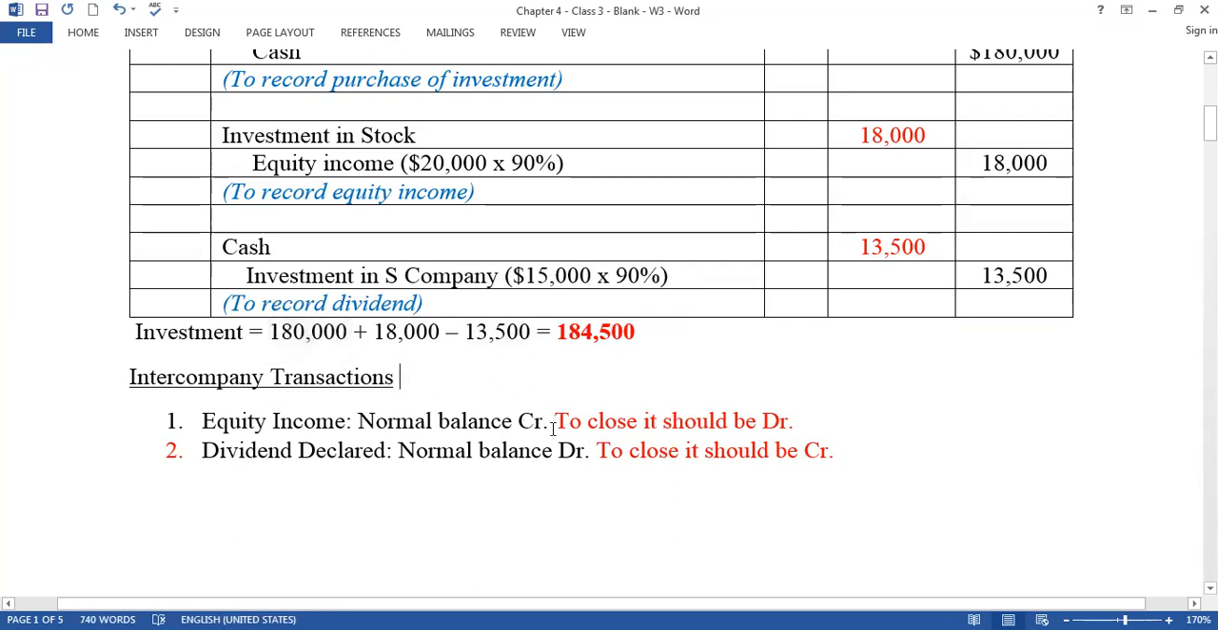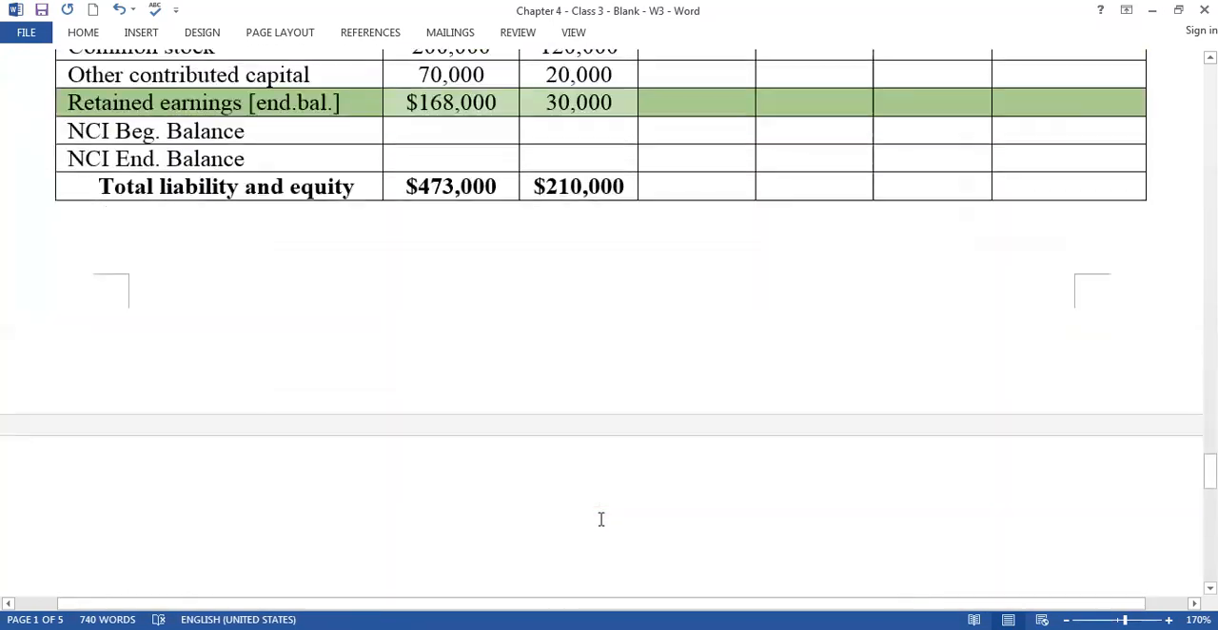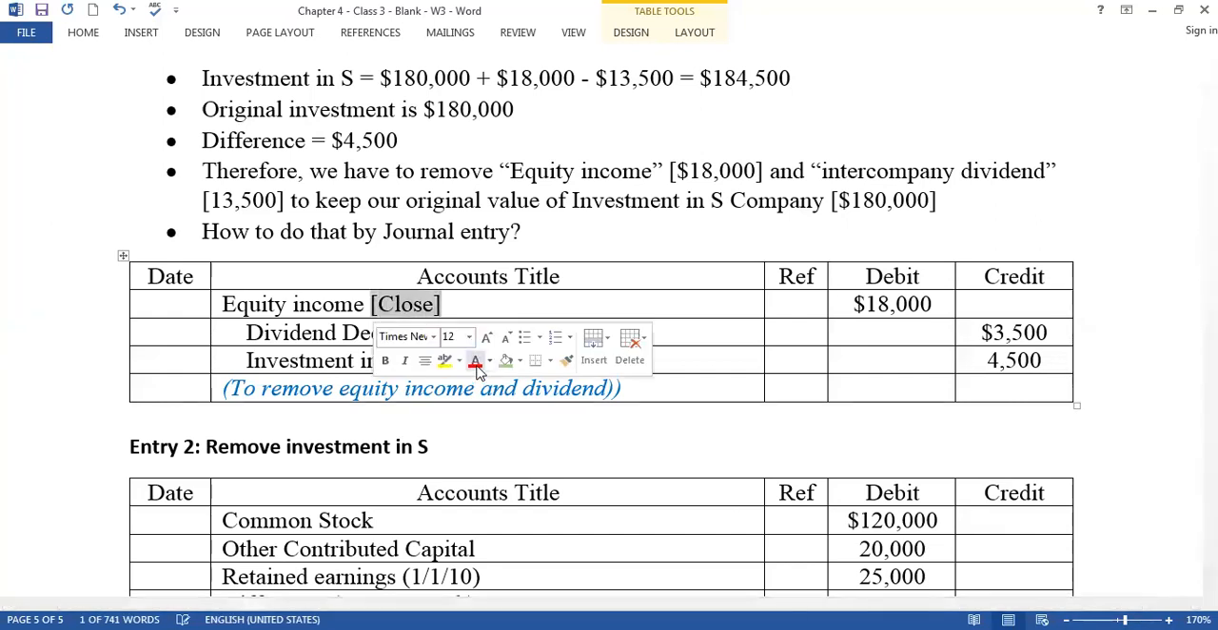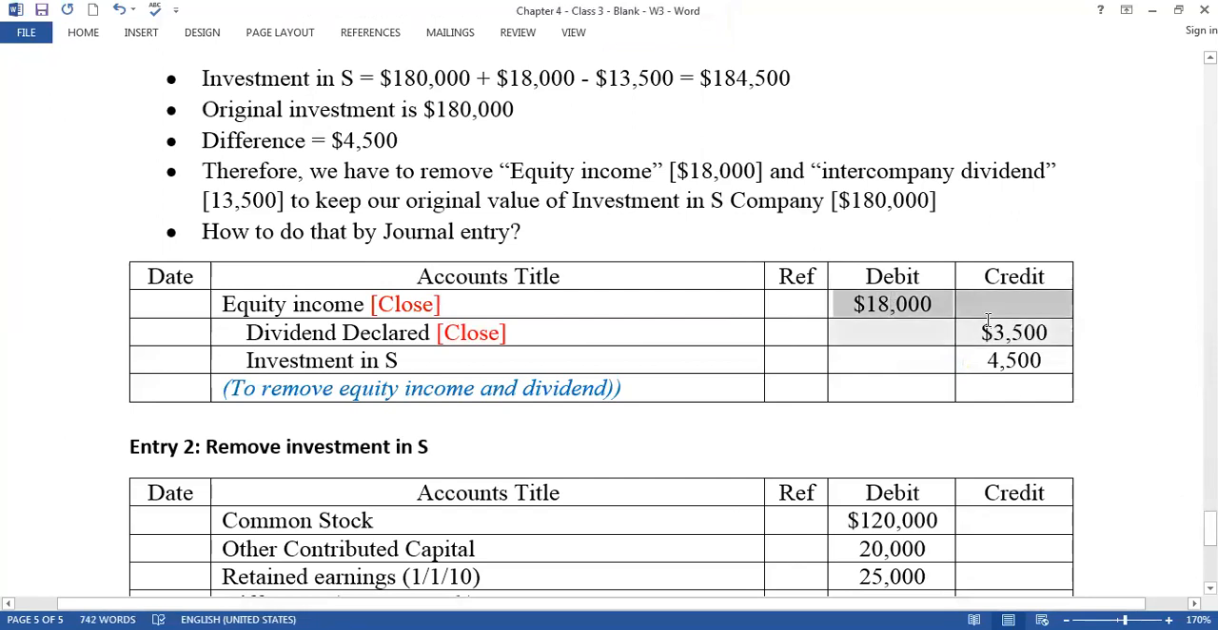Okay, so we are going to do this first journal here. This is the first elimination entry. You can see. I told you that to close equity income, make it debit. $18,000 debit. If we want to close dividend declared, make it credit. So these two accounts close, right? And the difference between these two accounts we transfer where? We transfer to our investment account, right?